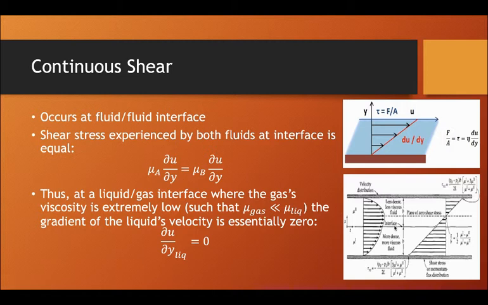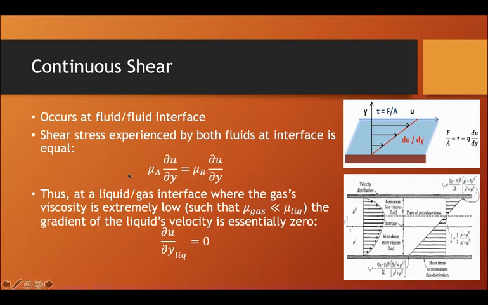So we can see that expressed mathematically over here. The viscosity of one of the fluids times the velocity gradient is going to give the shear stress. And so that shear stress for one fluid is going to have to equal that shear stress for the other.